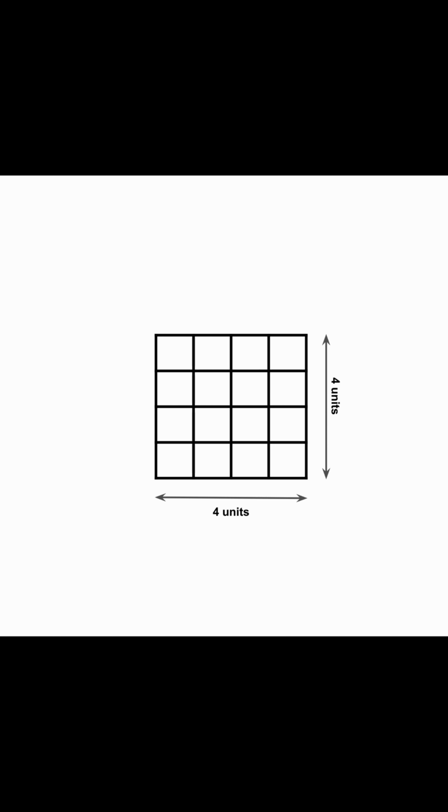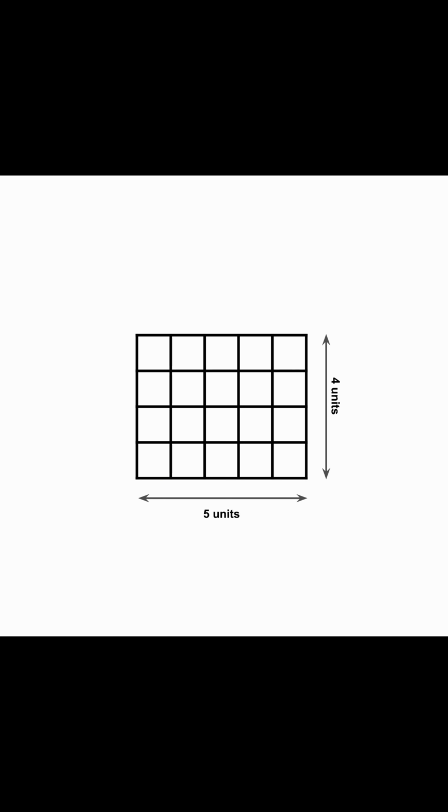If you divide this square into the smallest possible squares with 1 unit sides, how many of these mini squares will there be? 16, right? This is me basically saying that 4 times 4 equals 16, or that the larger square could be filled with 16 1-unit squares. Now let's look at this rectangle with a length of 5 units and a width of 4 units.